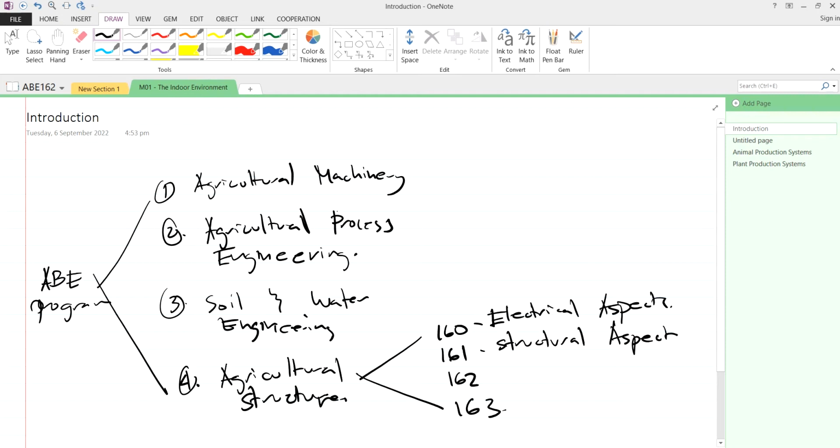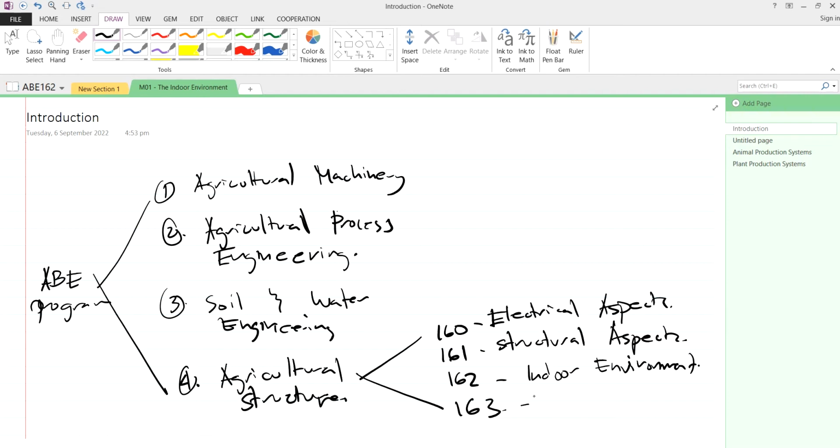For 162, it's another aspect of the building, and that's the indoor environment, specifically for plant and livestock housing, livestock and poultry. It's a major aspect as well, because the indoor environment actually affects the performance of the plant or the livestock. For example, if the temperature is too high inside, what's going to happen to our livestock? Or if the CO2 concentration is too high, what's going to happen to the plants? That's what we are going to study in this indoor environment, or in this 162.